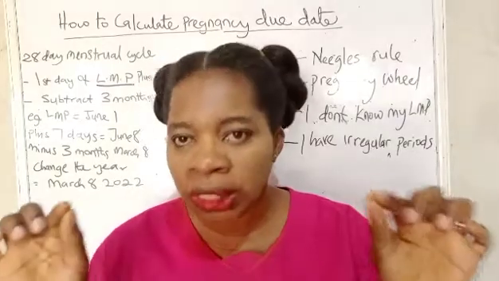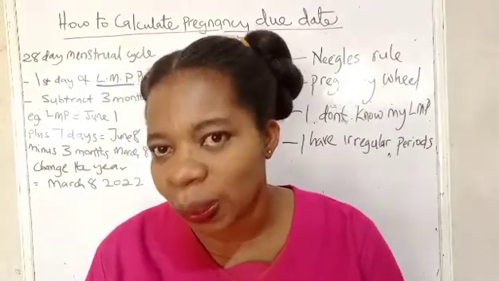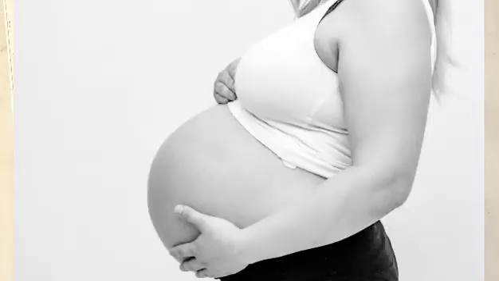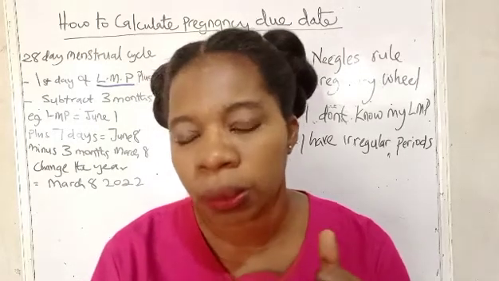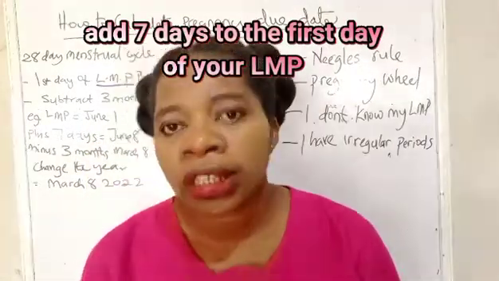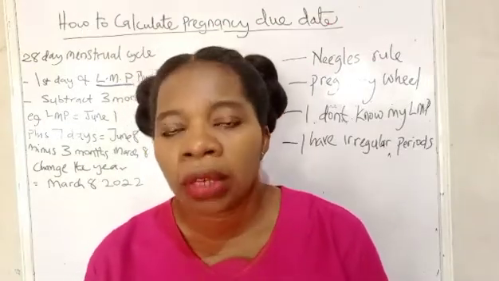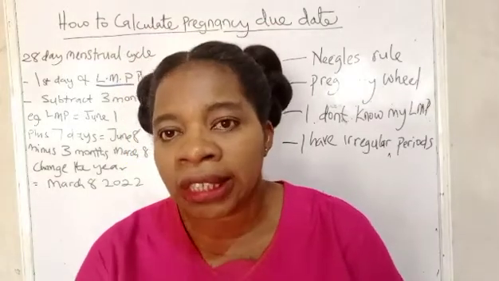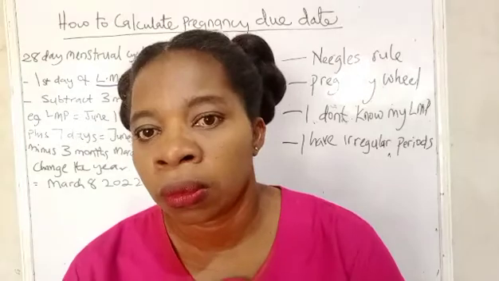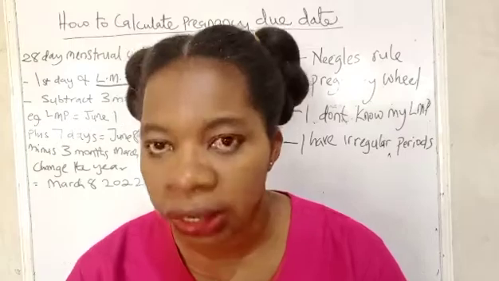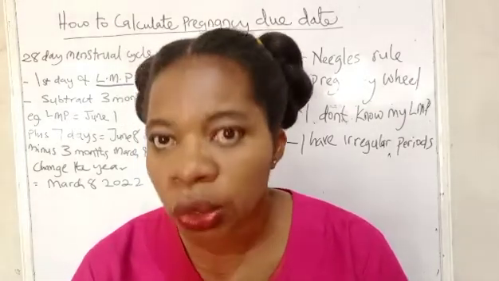If you have a 28-day menstrual cycle, the Naegele's method is best for you. This is a simple way of calculating your expected date of delivery or EDD. To calculate your EDD with the Naegele's method, add 7 days to the first day of your last menstrual period. Let's say, for example, that your last menstrual period was in June 2021. The first day of your menses was June 1st. You add 7 days to June 1st, making June 8th, 2021.